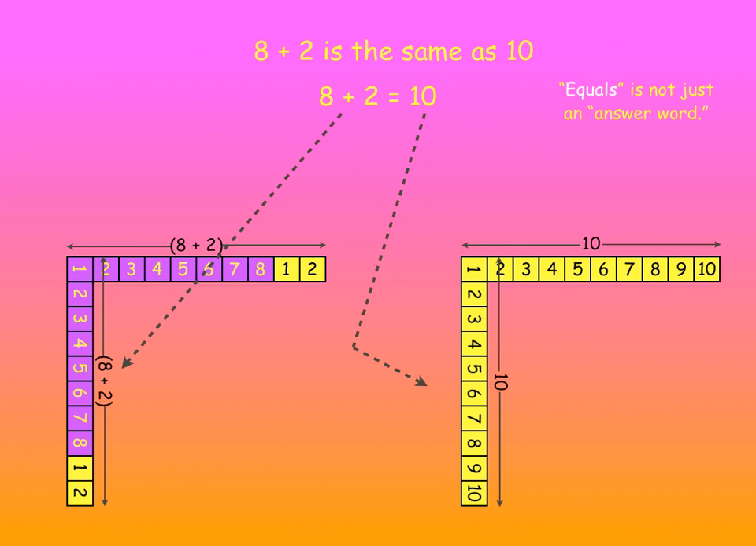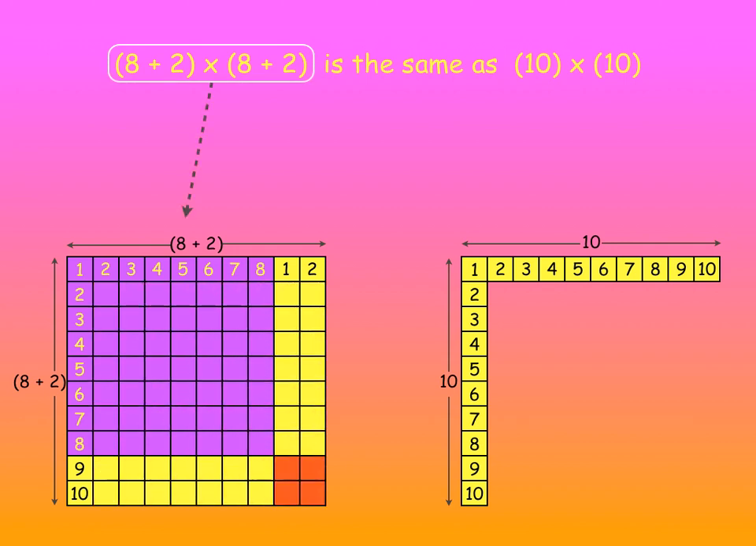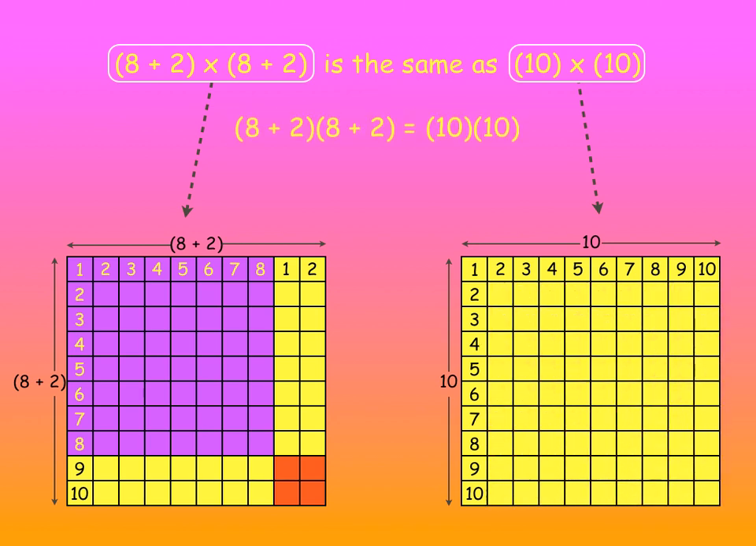By the way, equals is not just an answer word. Equals means is the same as. 8 plus 2 is the same as 10. 8 plus 2 times 8 plus 2 is the same as 10 times 10. So we could multiply 8 plus 2 times 8 plus 2 equals, or is the same as, 10 times 10.